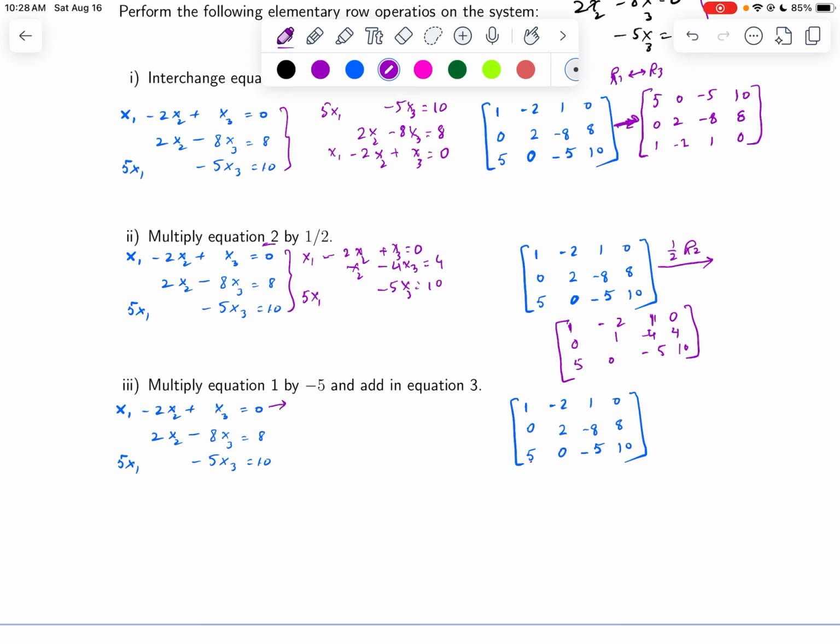So this is equation 1, this is equation 3. And in the same way, we will do the same. In other words, we will do this through the matrix. Multiply the first row by -5. So I say -5 R1, and I'm going to add this into R3. This is how you will write between the matrices the operation you are applying to the matrix.